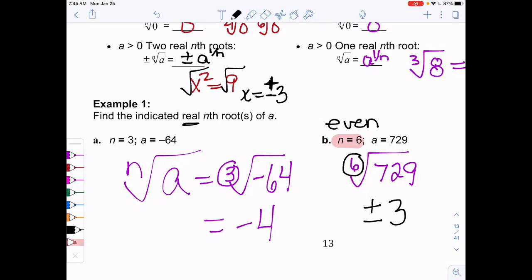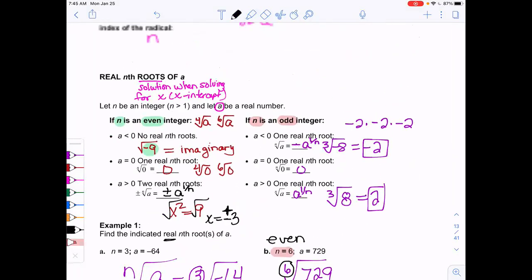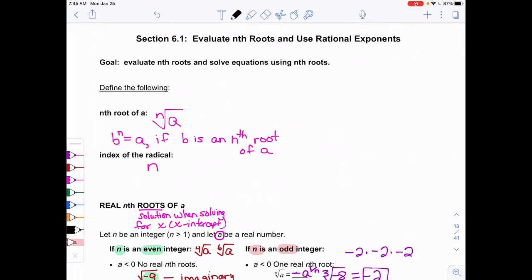All right, so the other thing we're going to look at today is something called a rational exponent. So this first part here was the evaluating nth roots part. Now we're going to try and use rational exponents. So we're going to have an exponent, but it's going to be in a rational form. A rational number is a fraction.